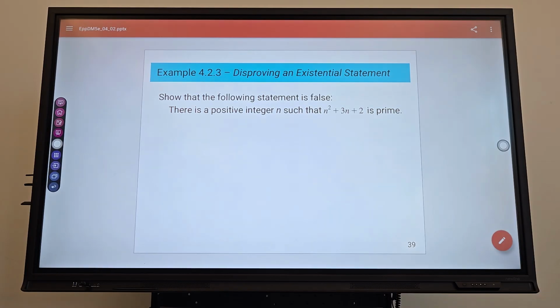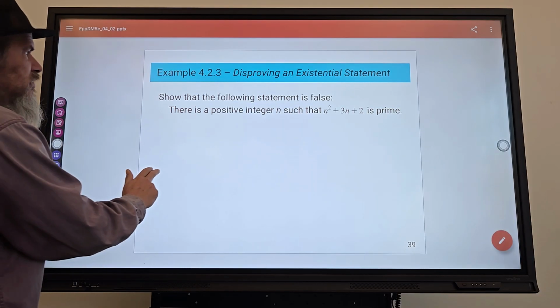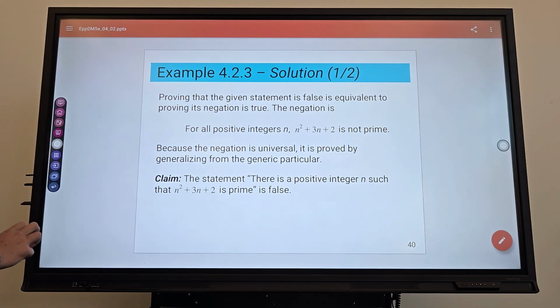Well, proving that the given statement is false is equivalent to proving the negation is true. The negation is: for all positive integers n, n squared plus 3n plus 2 is not prime. Because the negation is universal, it is proved by generalizing from the generic particular. The statement, there is a positive integer n such that n squared plus 3n plus 2 is prime, is false.